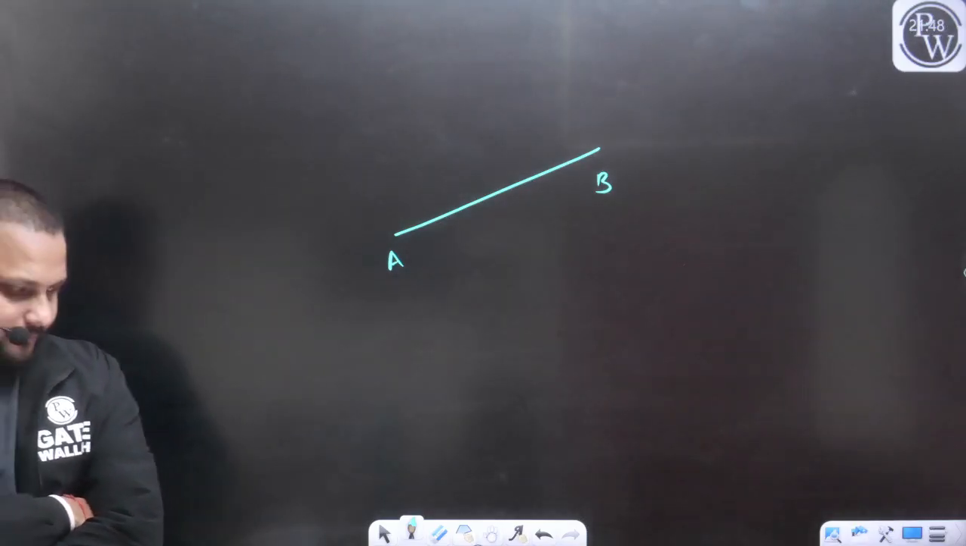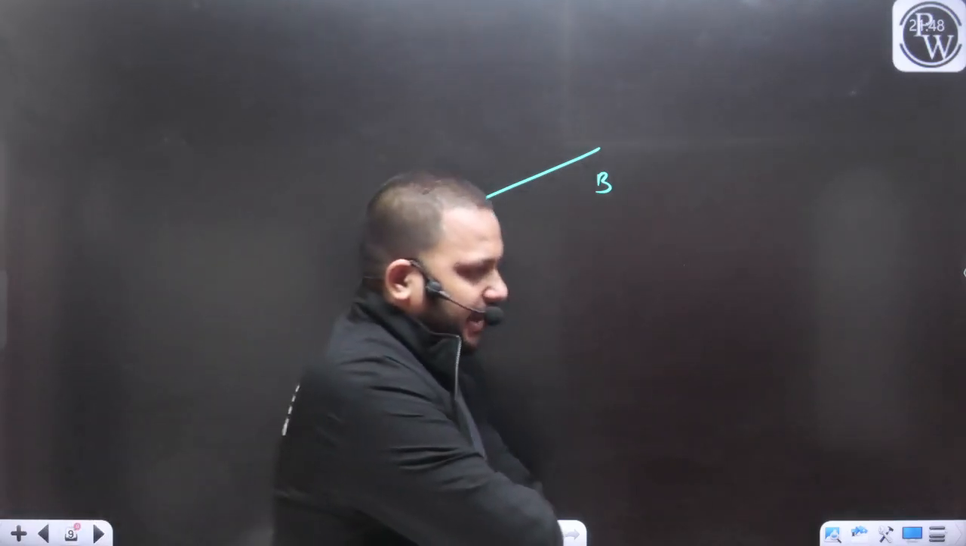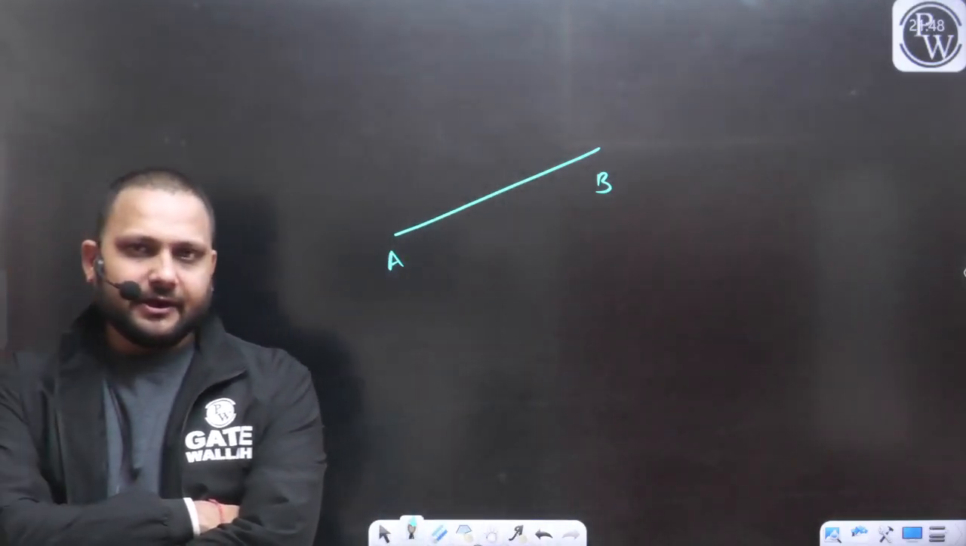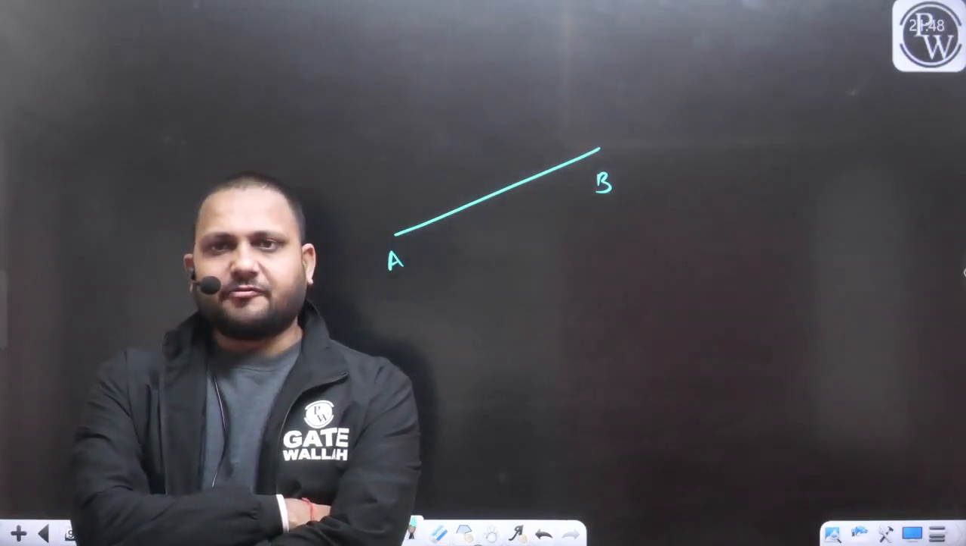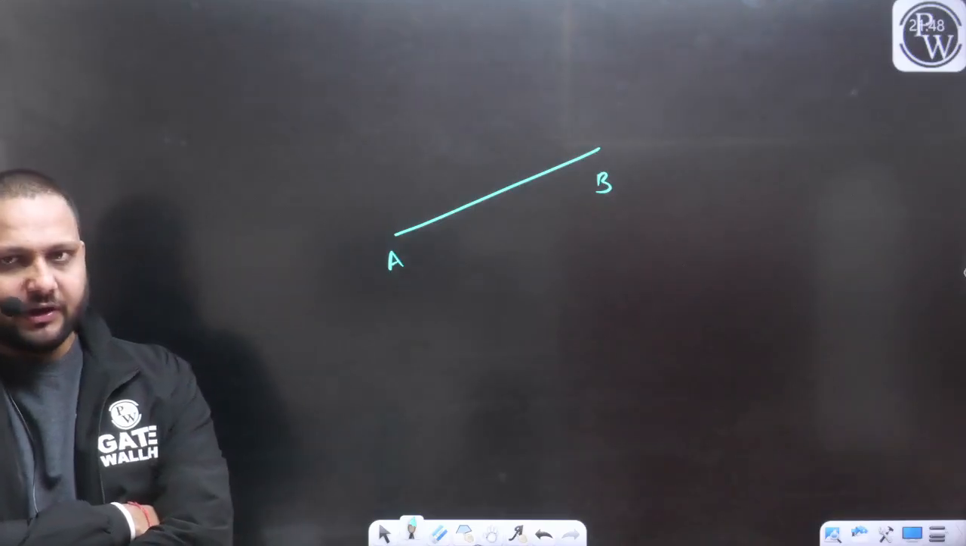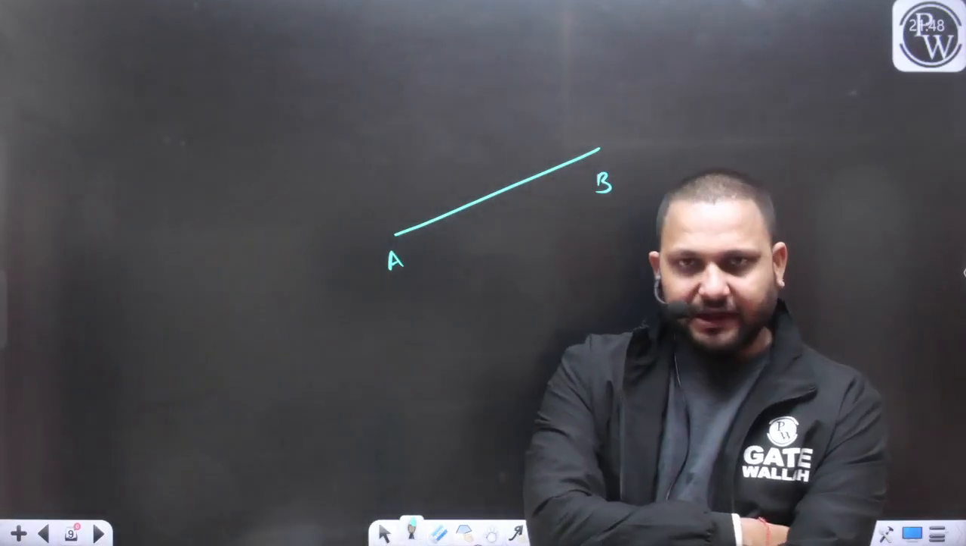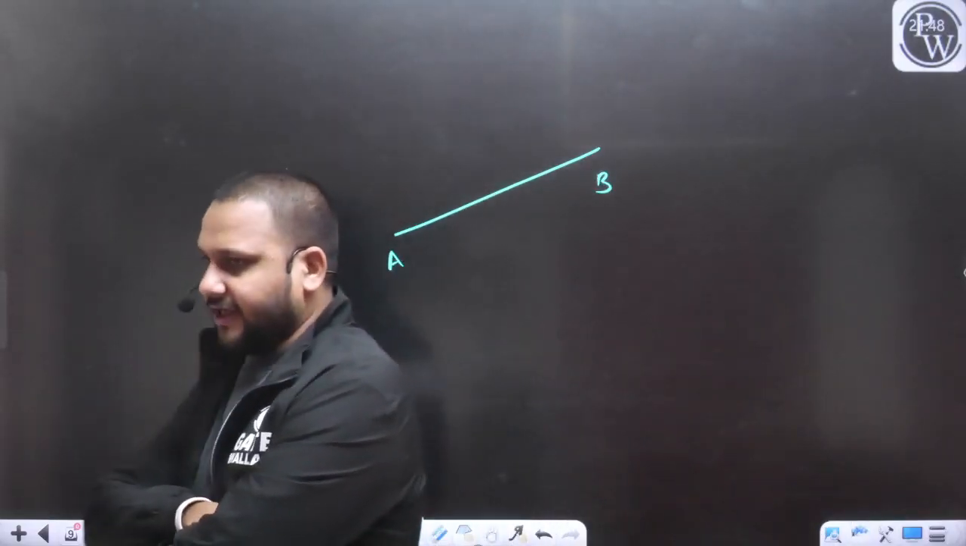We cannot tell. Obviously, we cannot tell. Why? Because without a reference, we cannot define the angle. Yes or no? Yes, without a reference, we cannot define the angle. There must be a reference line.